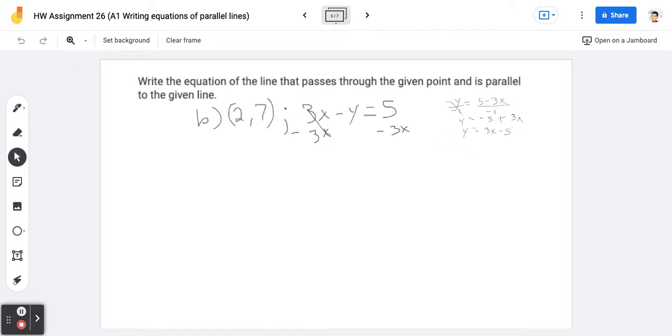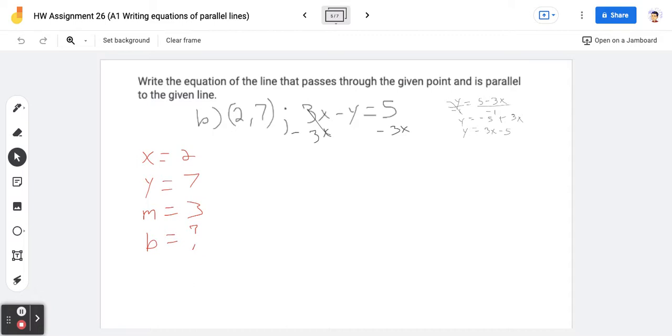So same thing. I'm going to identify my x, my y, my slope. I don't know my y-intercept yet. So (2, 7). I know that my slope needs to be parallel, so it needs to be the same. So we can see right here that my slope is going to be 3. And finally, the question mark.